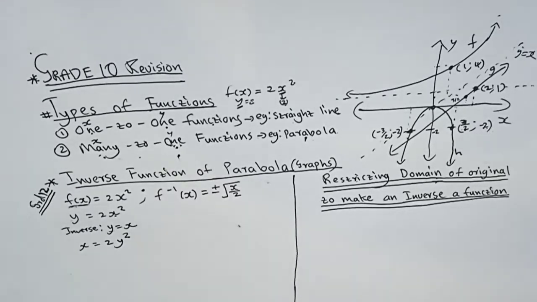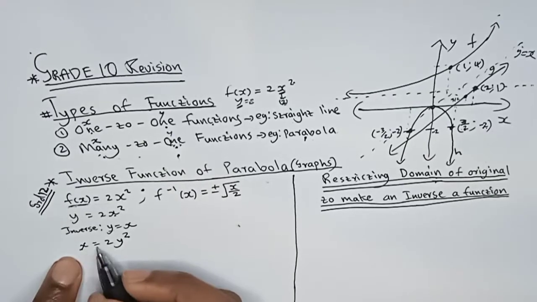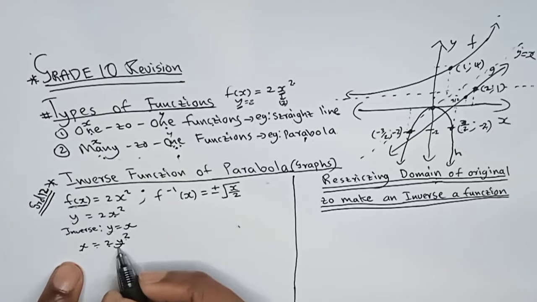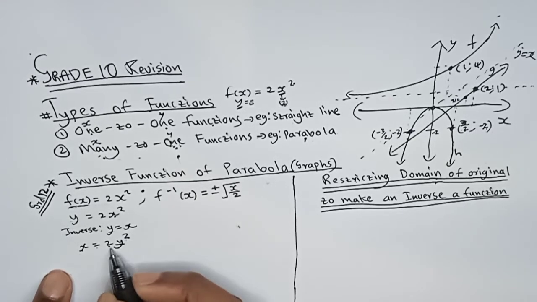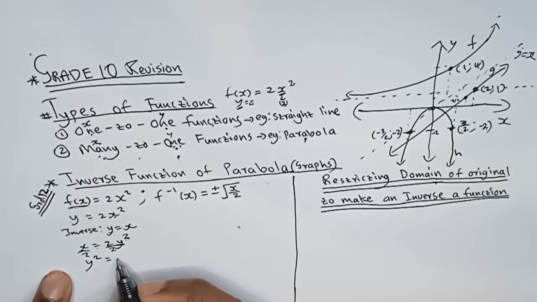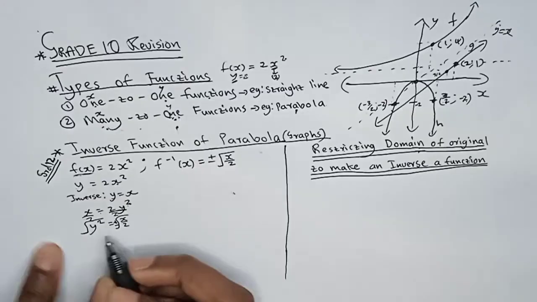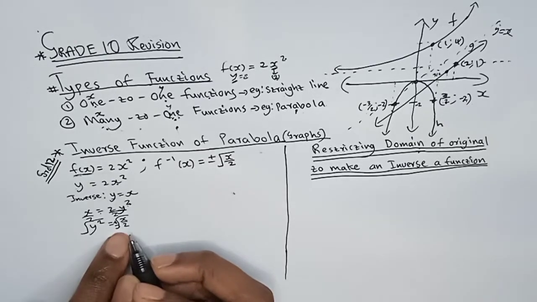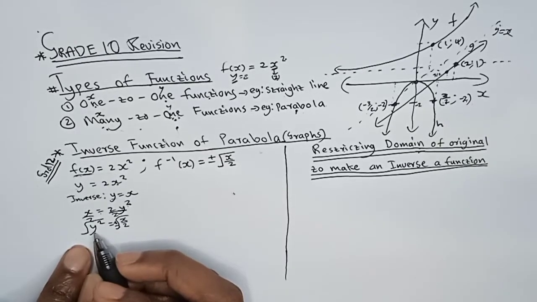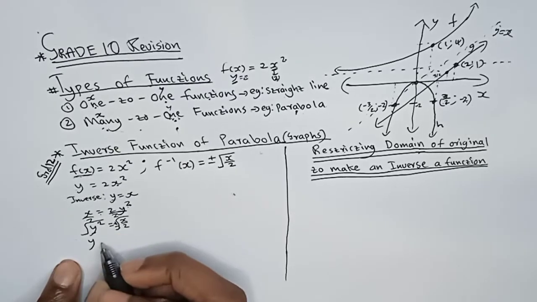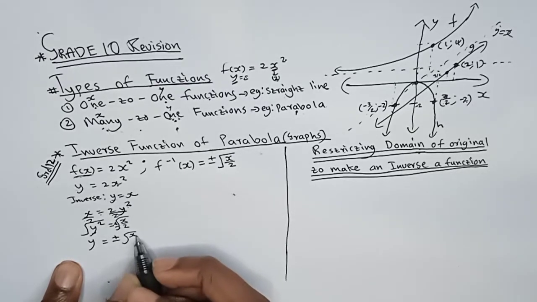Remember, the moment we have x equals 2y squared, this is an inverse, but always make y the subject of the formula. Therefore, I'll have to divide by 2 on both sides and introduce a square root to remove the squared. So y squared equals x over 2. Now we introduce a square root on both sides, but now it's going to be plus or minus. Remember, the plus or minus is always introduced on the side that you are not making the subject of the formula. I'm trying to make y the subject, so my plus or minus will be on the side where the variable is not the one I'm trying to make the subject. So I will be left with y equals plus or minus the square root of x over 2.